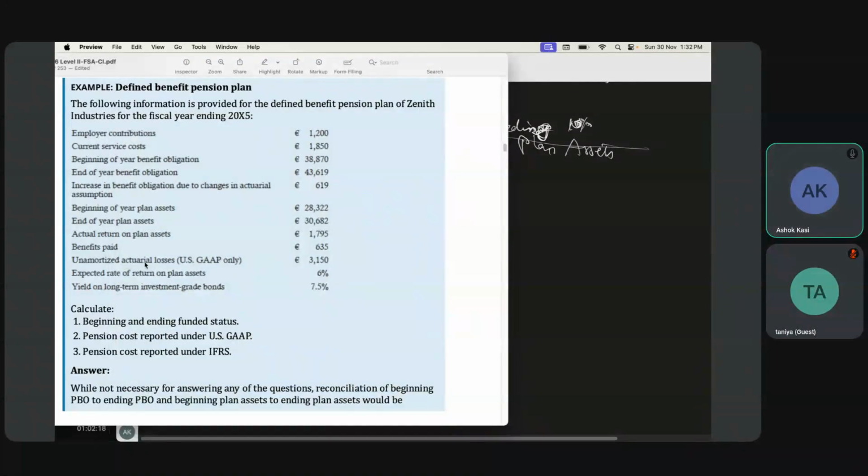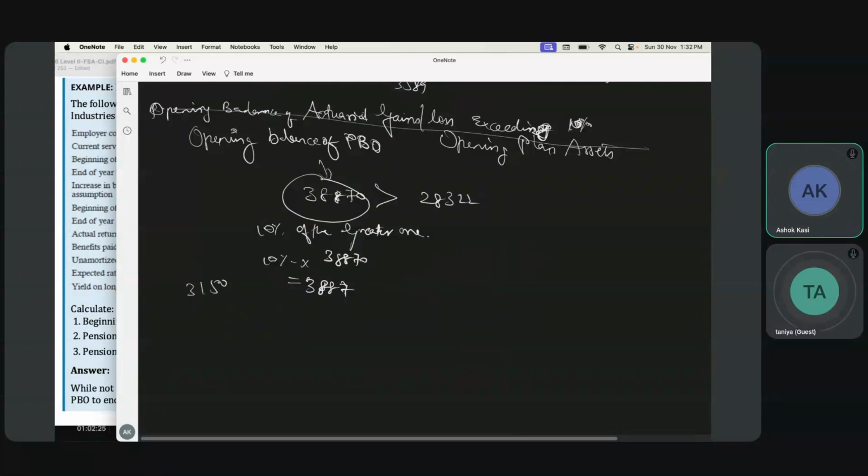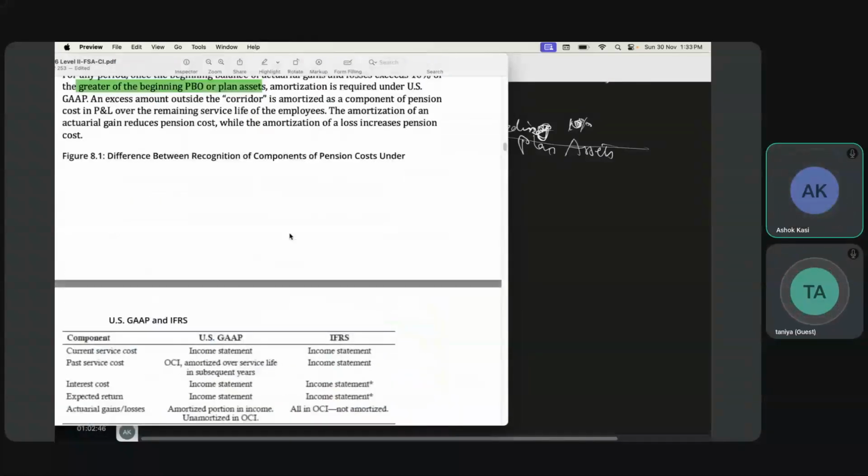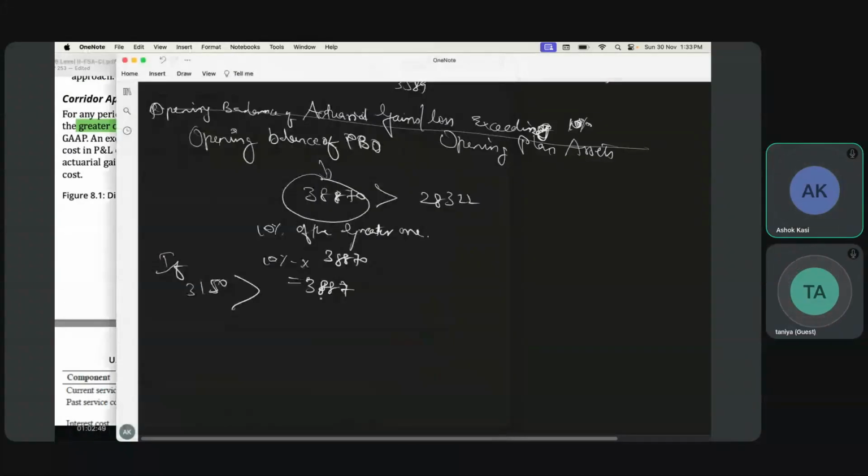This is the one. Actual opening means this one, unamortized actuarial losses 3150. So this 3150, if it is greater... In this case it is not greater. When it is not greater, whatever we have done, everything is fine. But suppose it is greater, then what should you do? In our sum we don't have to make any changes. Is this fine?